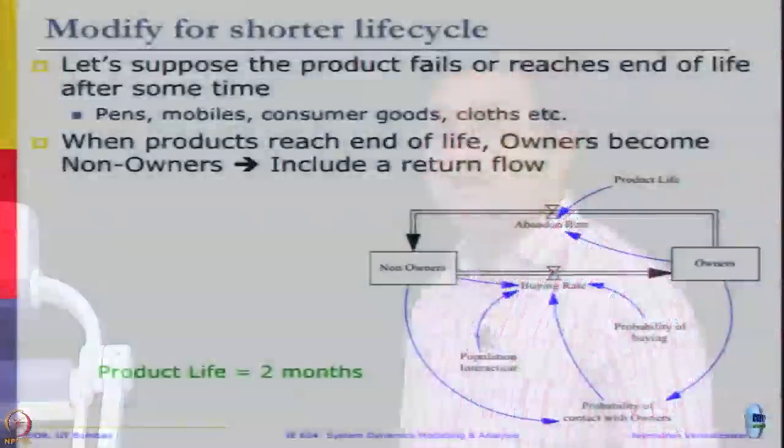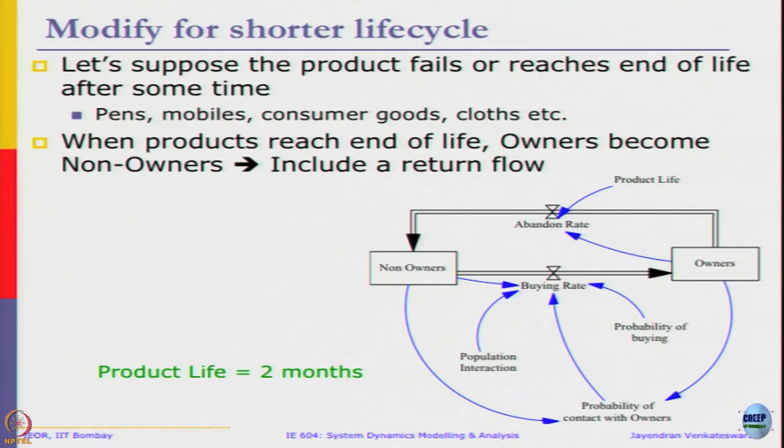So, the equation for abandon rate is owners divided by product life. It is very intuitive, but you need to pay attention, since owners is connected to abandon rate. Here the arrows you see, the owners is going into abandon rate, product life is going into abandon rate, product life units is 2 months. That means after a couple of months they are going to abandon it. Rate means it has to be people divided by time, so this equation has to be owners divided by product life.